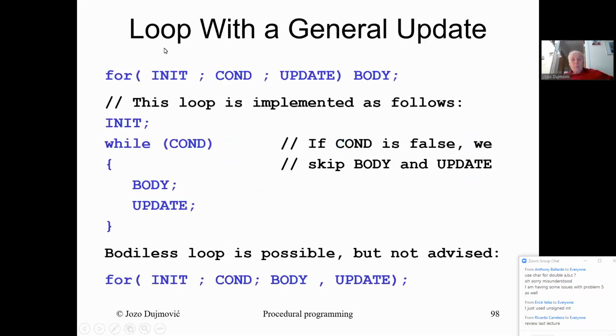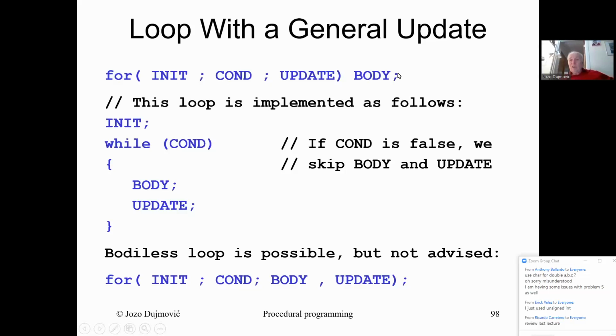Then loop with general update is one that we most frequently use. This is called for loop in C, C++, Java. For initialization, and then you have condition for staying in the loop, and then you have update at the end of the loop, and you have body that is here in the middle.